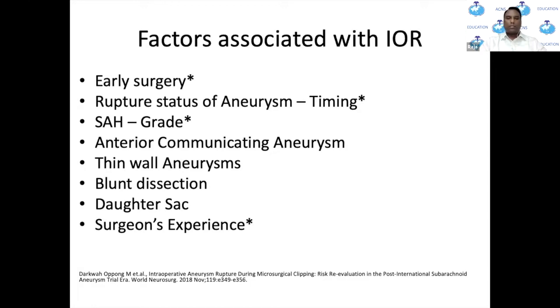What are the factors associated with intraoperative ruptures? There are several factors, and as you see: early surgery, rupture status of aneurysm, SAH grade, anterior communicating location, thin wall aneurysms, blunt dissection, daughter sac, surgeon's experience. All these are factors, and for the ones marked with asterisks, you can see various studies which have come in support of or refuted this hypothesis that they cause a higher incidence of intraoperative rupture.